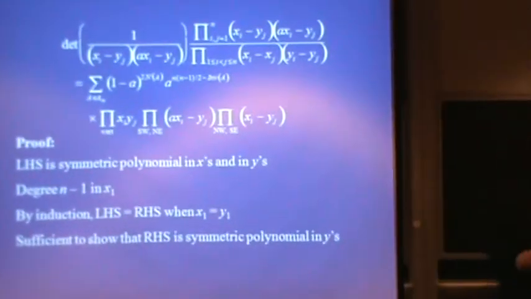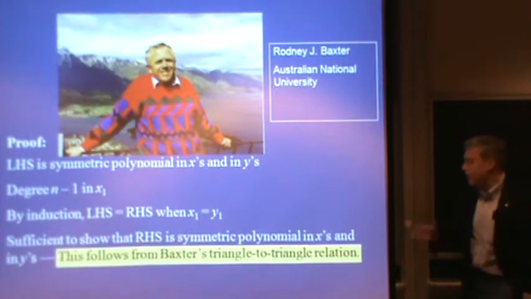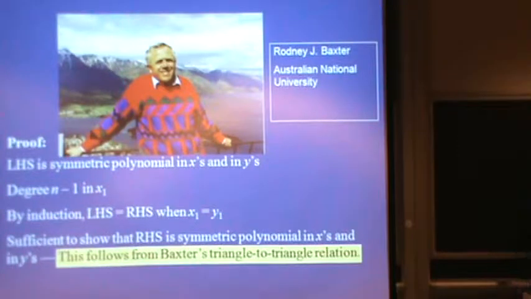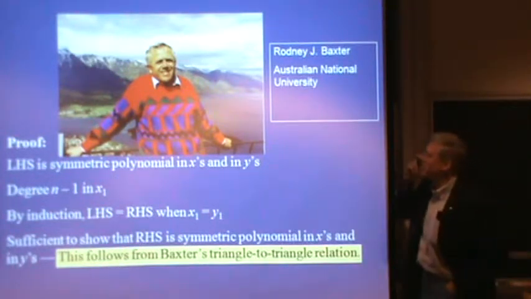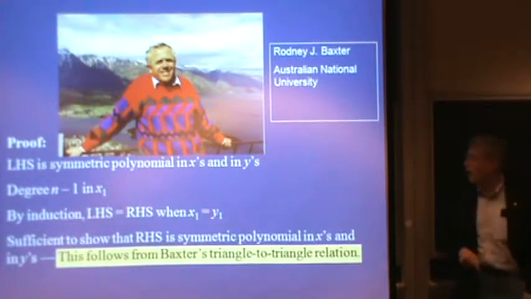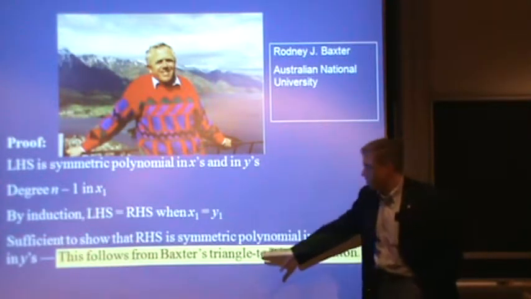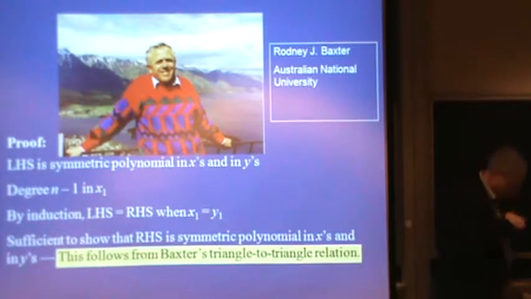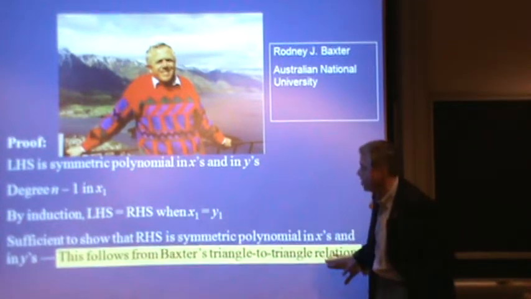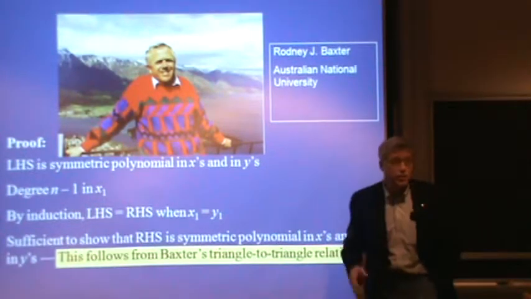So that's almost the complete proof of that determinant identity, and this completes it. Baxter's triangle-to-triangle relation. So Rodney Baxter, not this Baxter, another Baxter. This is Rodney Baxter. He's at Australian National University, but that picture was actually taken in New Zealand. He had, back in the 1960s, actually established a result on corner transfer matrices, commutation of certain corner transfer matrices that implied that the right-hand side is a symmetric function in the y's, and that does it.